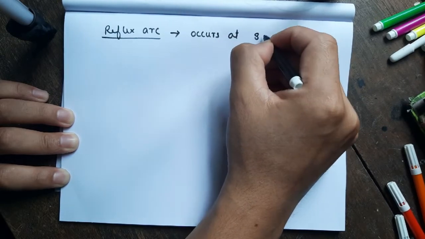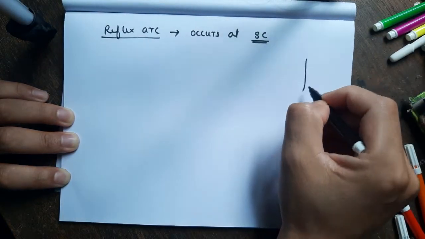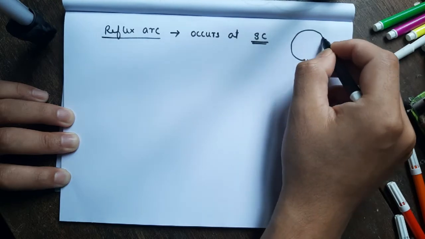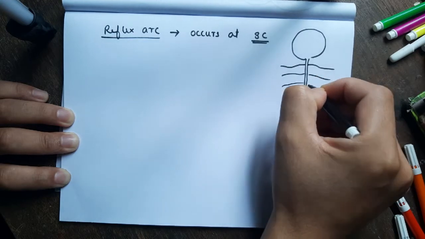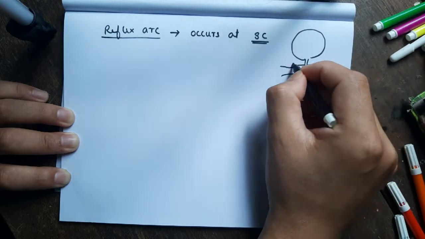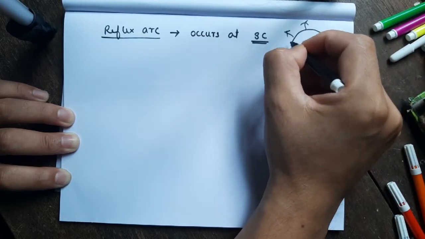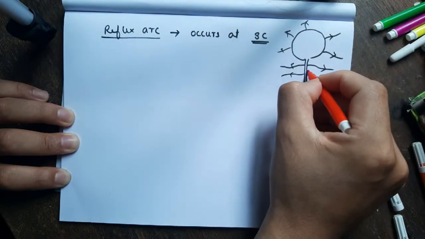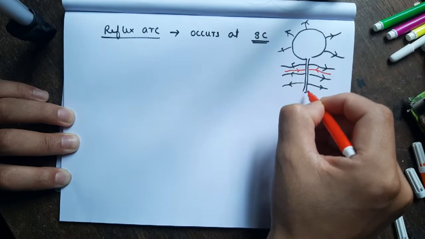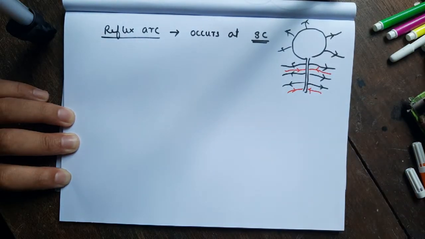Now it is given here that the reflex arc occurs at the spinal cord. Why does it happen at the spinal cord? Why does it not happen at some other place? The reason is, I already showed you the drawing a little bit. This was the spinal cord, this was the brain, these were the nerves getting information away from the brain, and those red colors were the incoming nerves, bringing the information from the body to the brain.